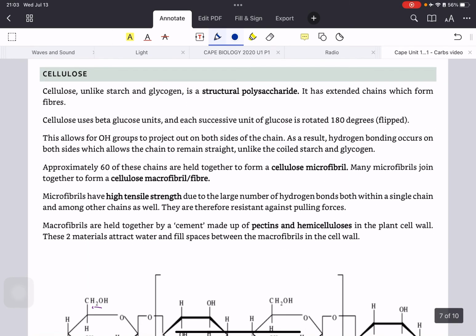Now here in cellulose, which is the last polysaccharide we'll be doing, this one is a little bit different. So cellulose is a structural polysaccharide, whereas glycogen and starch are storage polysaccharides, right? So it helps with the structure of a plant. It needs to be strong. So it has extended chains which form cellulose fibers, which add strength and dexterity. So cellulose uses beta glucose units, whereas starch and glycogen used alpha glucose units. All right, and each successive unit of glucose is actually flipped or rotated 180 degrees.